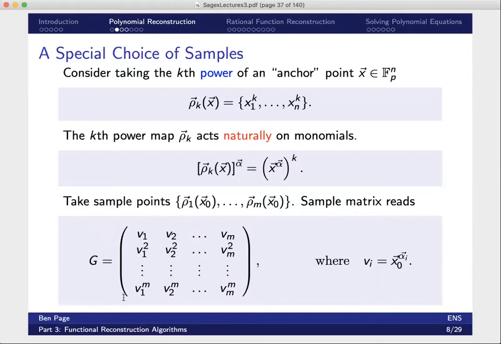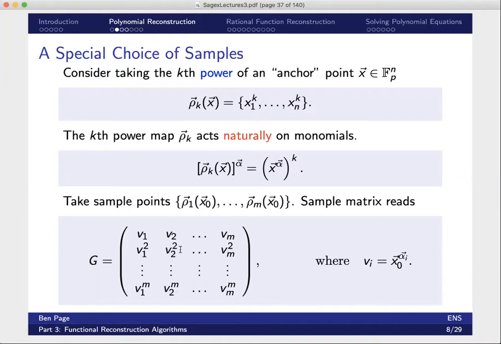So we have for each row a different evaluation. For each column, we have a different function. We will see that each row is a power of the first row, increasing: first power, second power, third power, etc. And here, just to make our lives a little bit more compact, we're going to call the elements of the first row, which are our anchor points raised to all of the powers that turn up in our polynomial, vi.